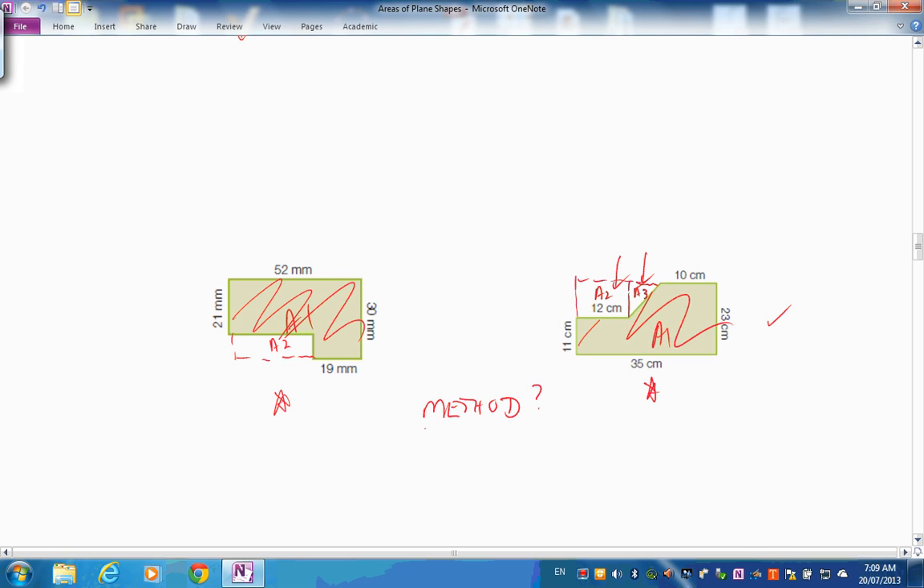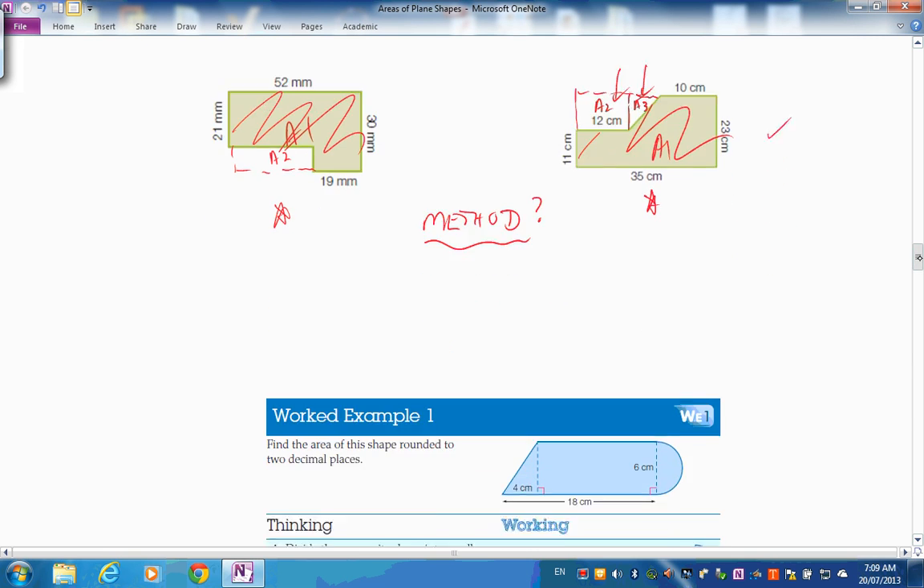What is the best mathematical solution to a problem? And the answer to that is the shortest method. That will always be the case in mathematical solutions. The best solution is the shortest method. Let's do some, shall we? Let's come down and have a look.